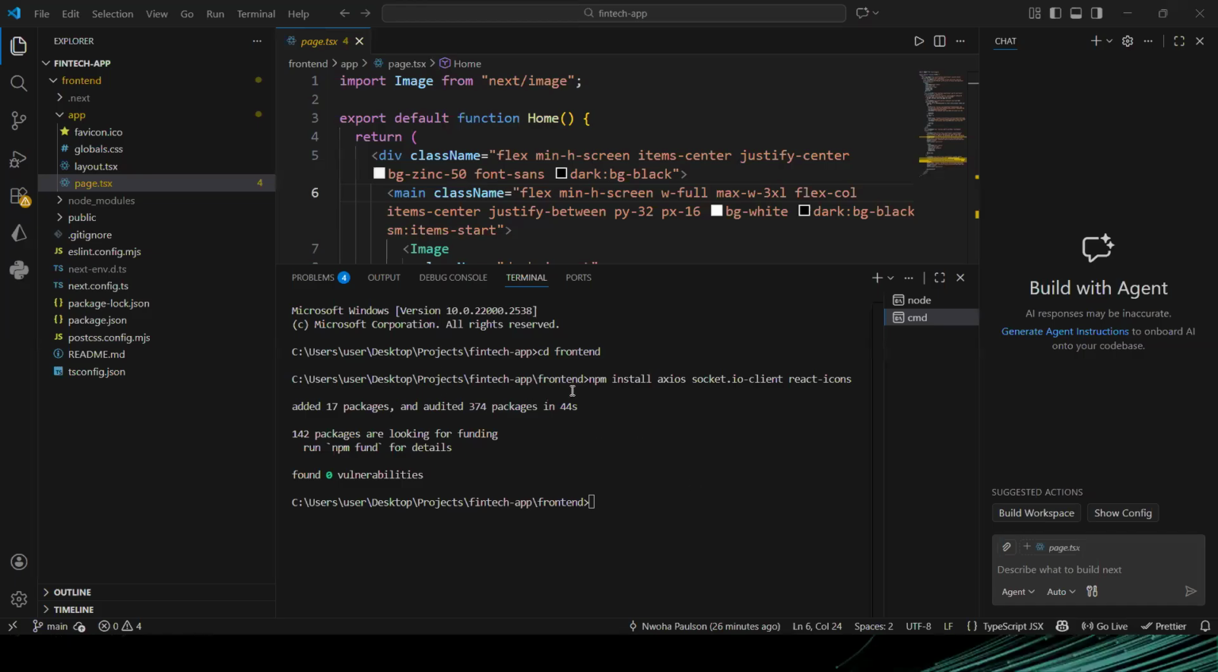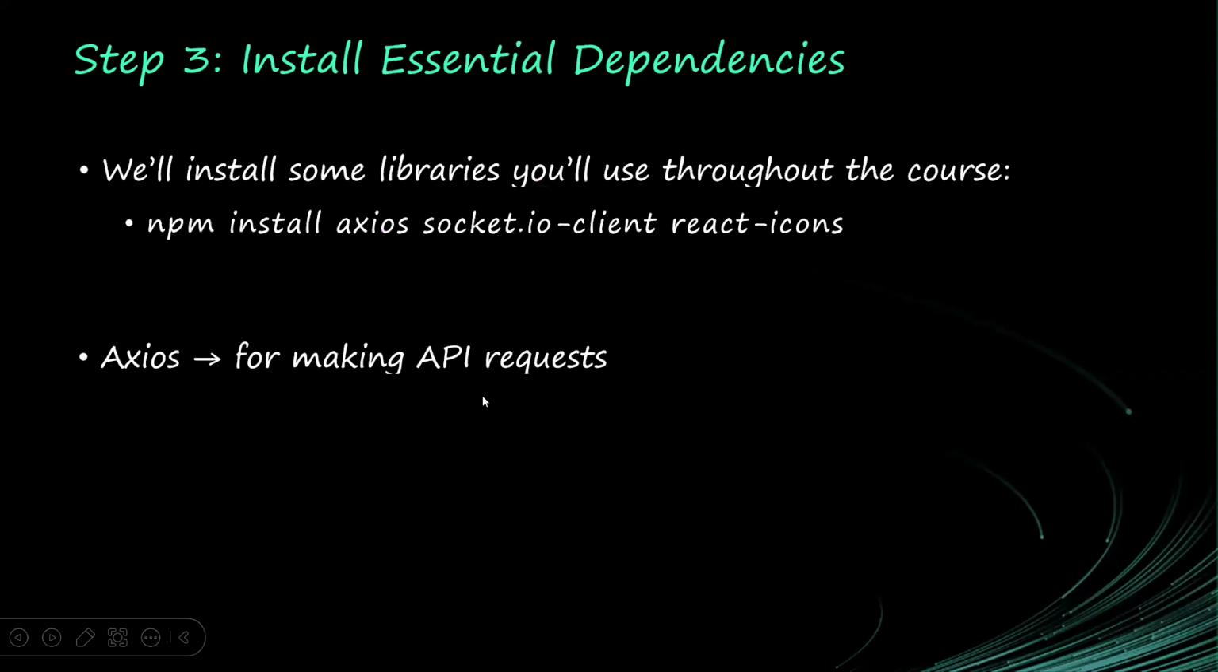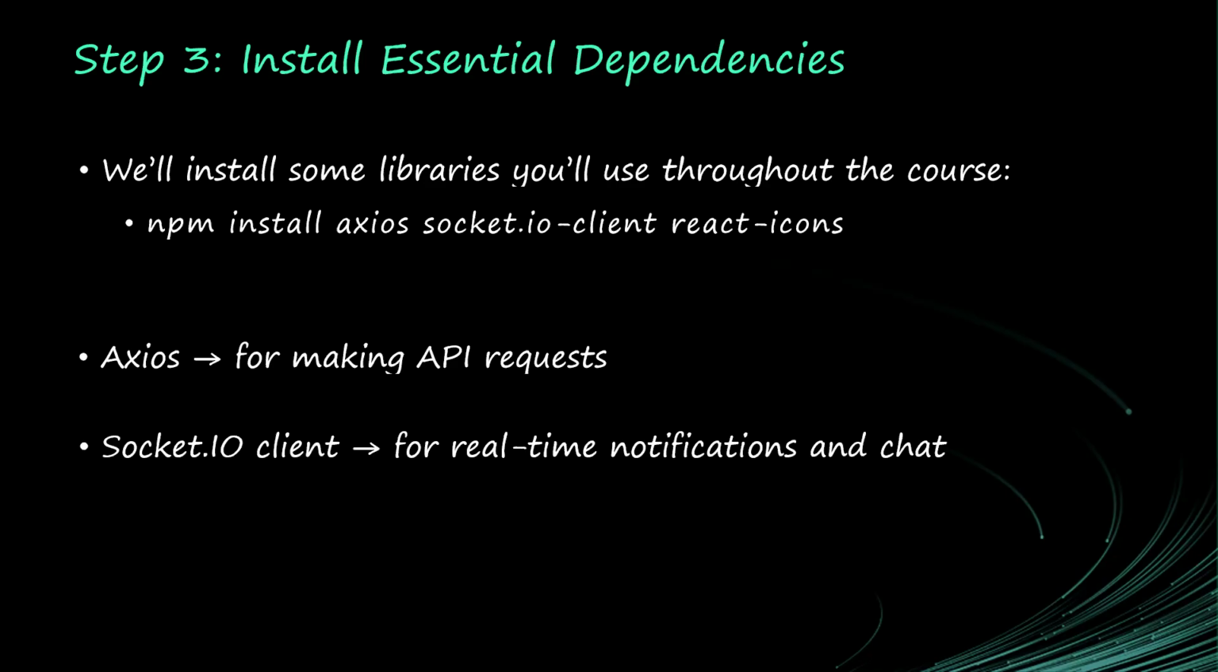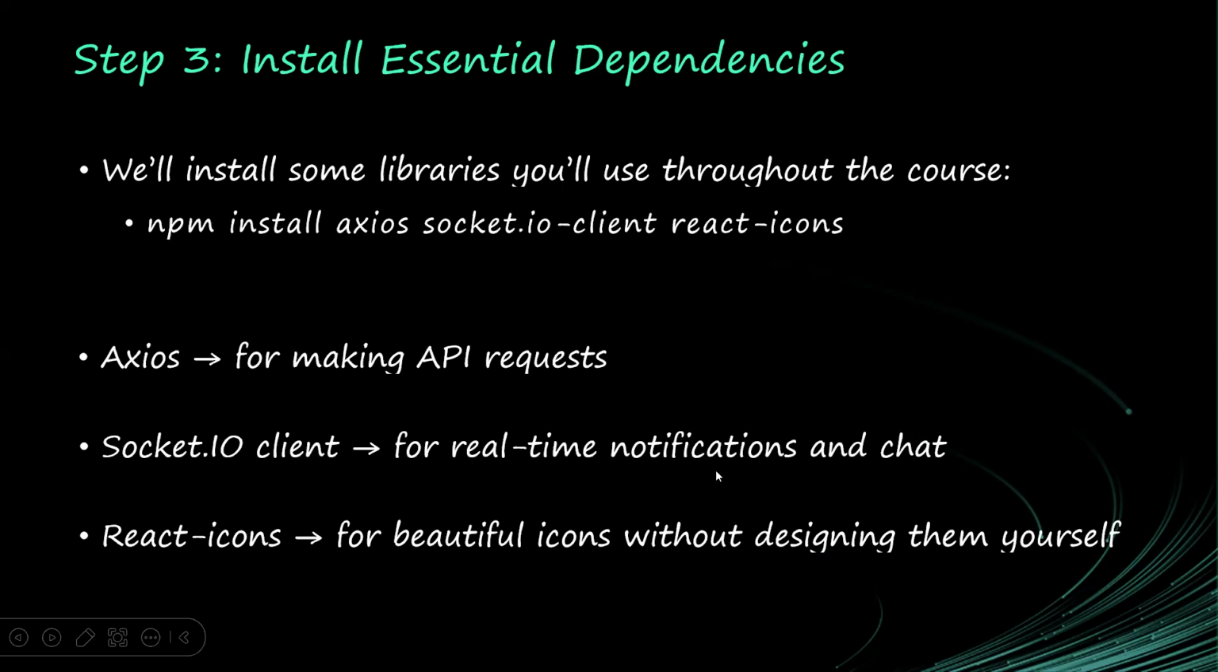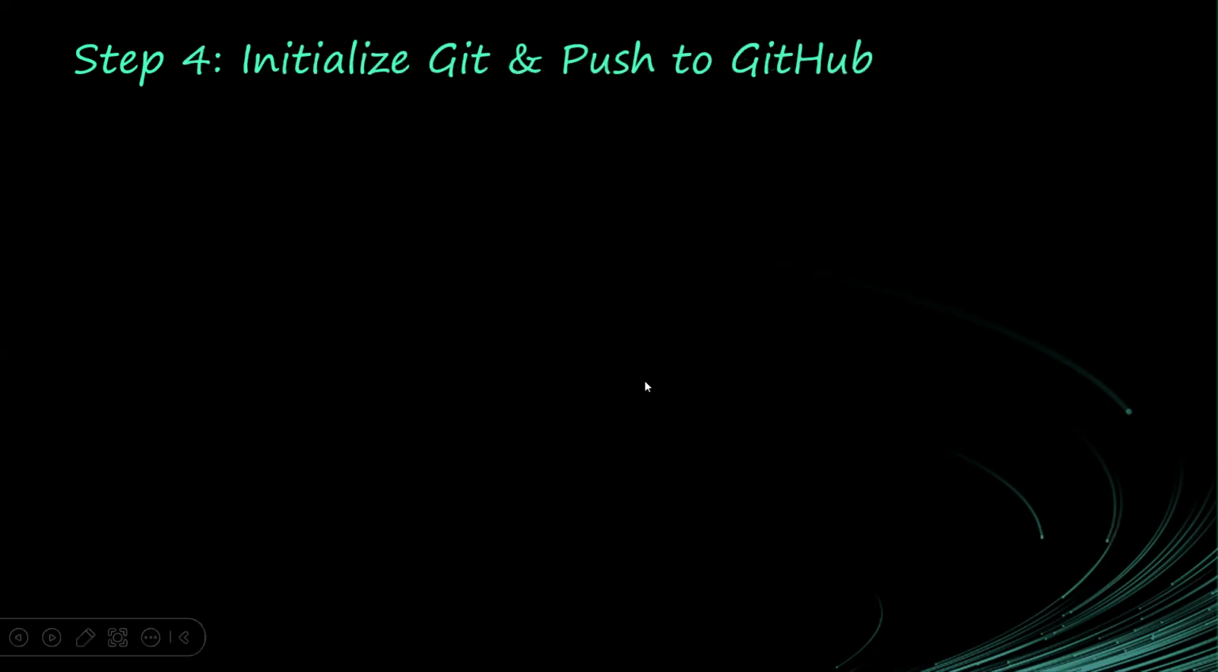So it has installed Axios, Socket.io client, and React icons. It has installed the three of them. Now, Axios is used for making API requests. It is a package, an npm package, that is used to make API requests. We'll be using it a lot. We use it to talk to our back end. Socket.io client is for real-time notification and chat. So we use Socket.io to create real-time applications and real-time chat. React icons is for beautiful icons without designing them yourself. So we are going to be using them here.